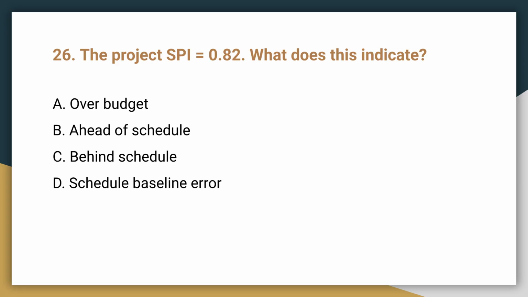Question 26. The Project Schedule Performance Index, or SPI, equals 0.82. What does this indicate? The correct answer is C, behind schedule. An SPI value less than 1 indicates the project is performing worse than planned relative to the schedule.